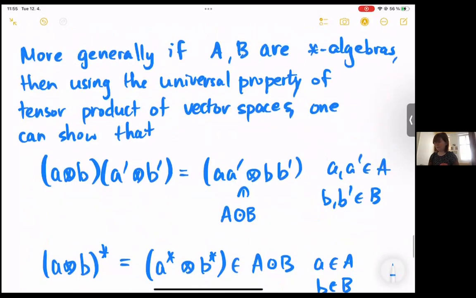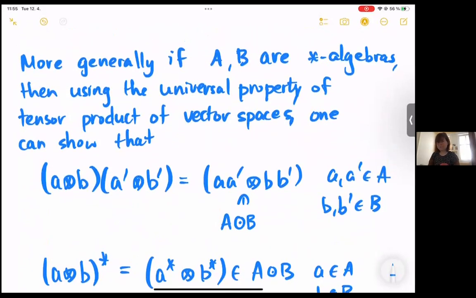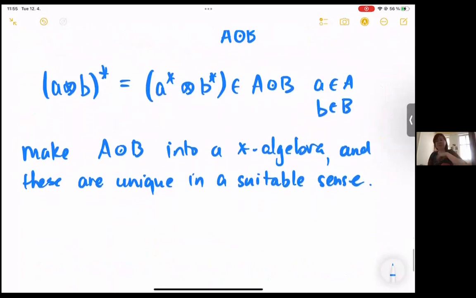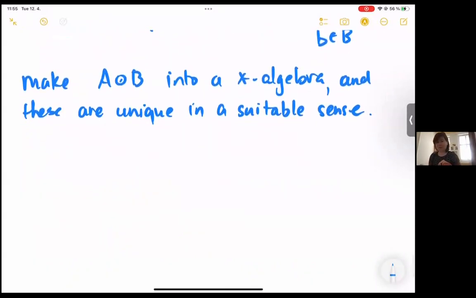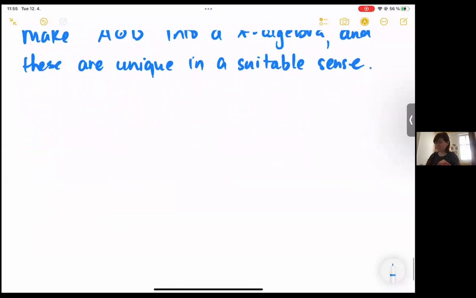So in particular, if we have two C-star algebras, A and B, we can now take their vector space tensor product and put a star algebra structure on it. This is not necessarily going to be a C-star algebra. And in fact, there are some subtleties there. You can't just immediately stick a norm on this and complete and hope that you get a C-star algebra. However, we do have ways of turning this into a C-star algebra, completing it to a C-star algebra. They just might not be unique.